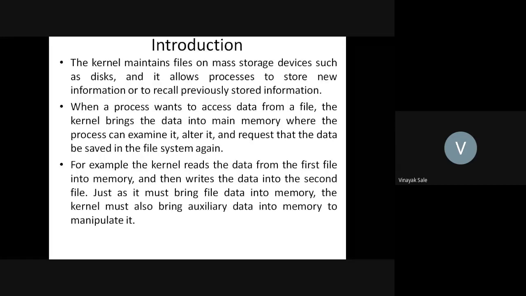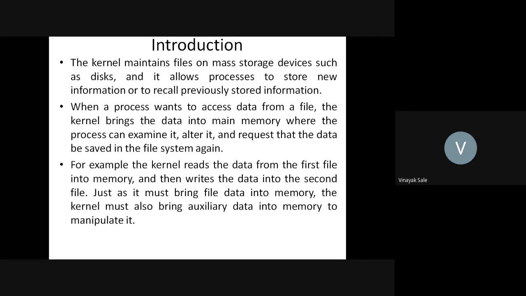So in the introduction, the kernel maintains files on mass storage devices such as a disk, and it allows processes to store new information or to recall previously stored information. When a process wants to access data from a file, the kernel brings data into main memory where the process can examine it, alter it, and request that the data be saved in the file system again.